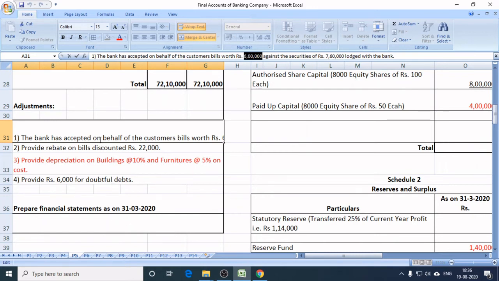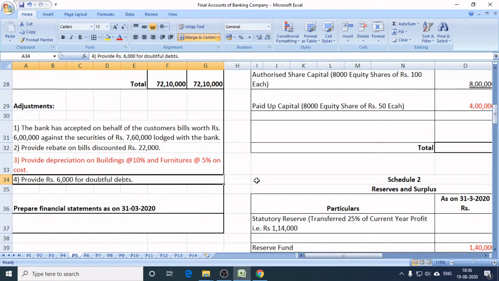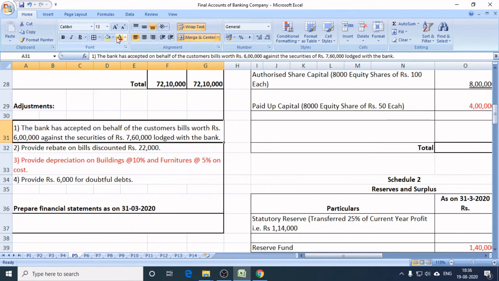Actually, it is nothing but the contingent liability of a bank. It is known as acceptances, endorsements, and other obligations. It is specifically related to the acceptances part. Now let me explain to you this adjustment.